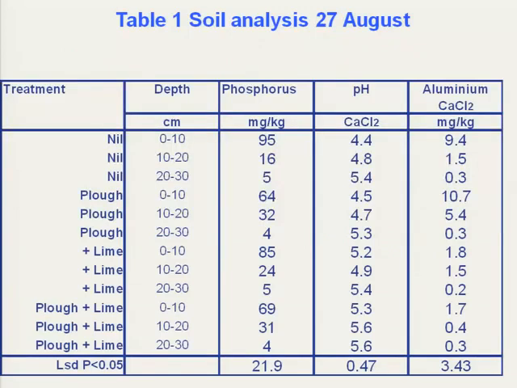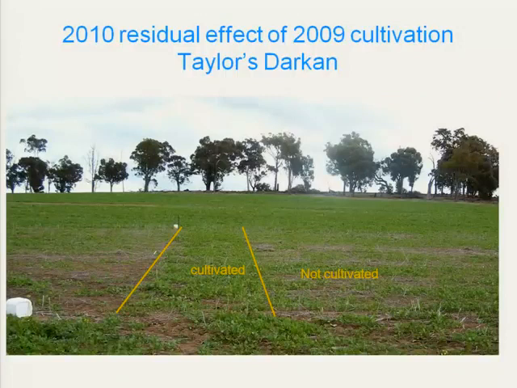But before I leave that one, just note here that the ones without lime, if you look at the surface 10 centimetres of calcium chloride extractable aluminium, they're up well beyond the 5 parts per million toxic level. And then last year that same area was put in by the farmer. We said please leave your fertiliser off, but he didn't. He put it down the spout.